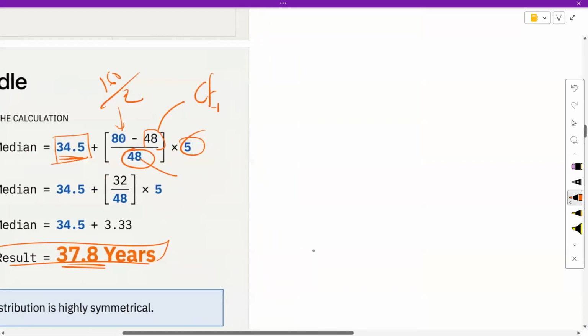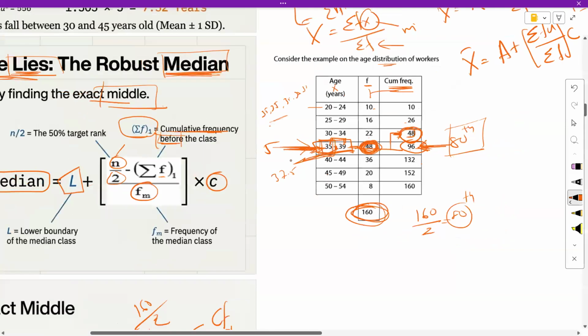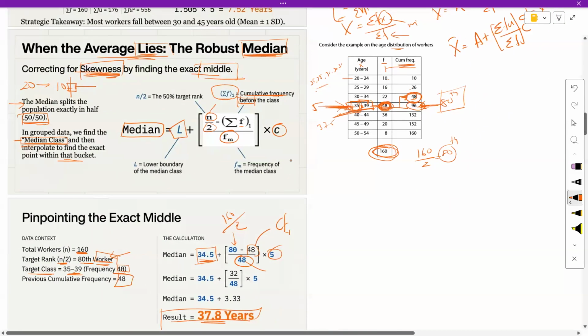So based on the calculation, we can identify the median class. The median age is 37.5. Clear? Any questions here? Any questions?